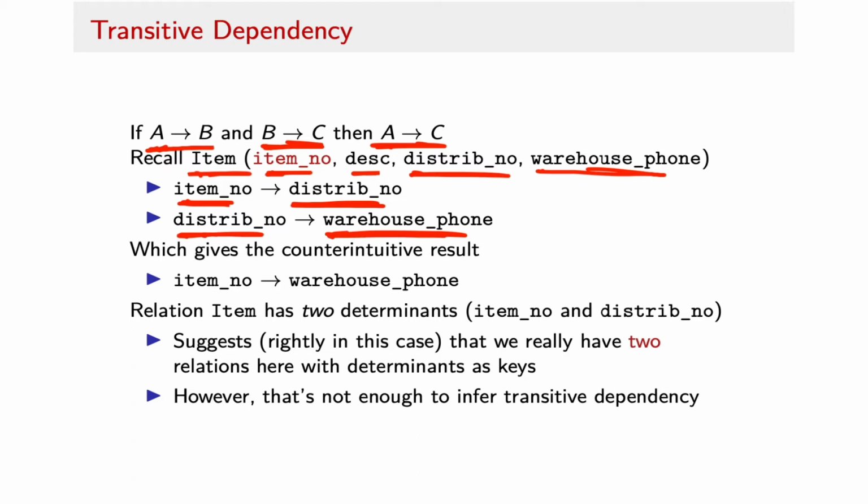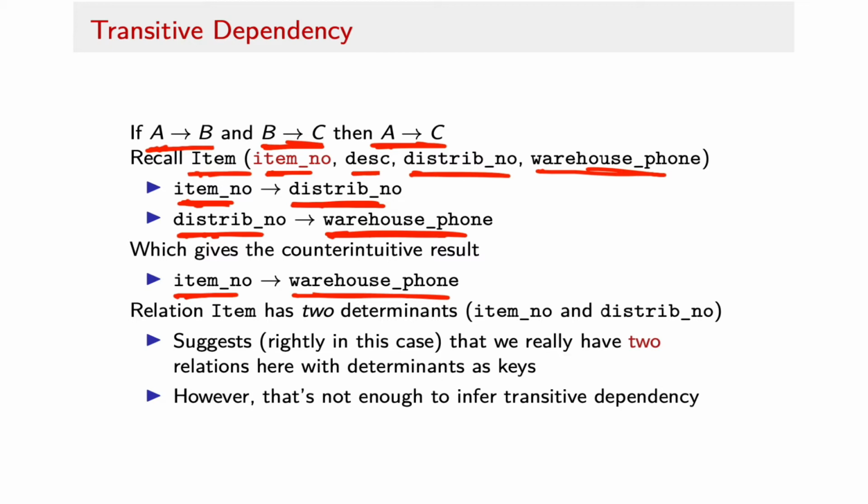Now you can see that because item number determines distributor number and distributor number determines warehouse phone, the transitive property of functional dependencies allows us to say that the item number functionally determines the warehouse phone, which is kind of counterintuitive, right? Why should an item number have anything to do with the phone number of the warehouse? In this case, that is an underlying issue lurking in the definition of this relation that gives rise to some of the anomalies that we just talked about.